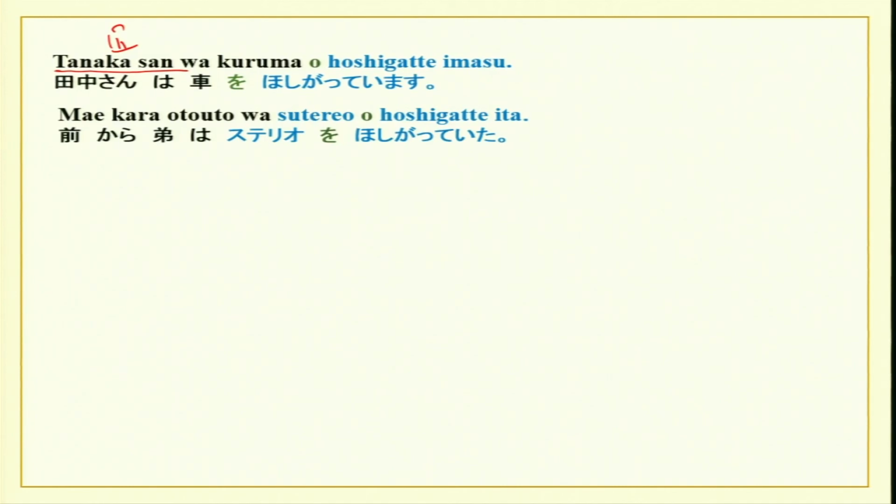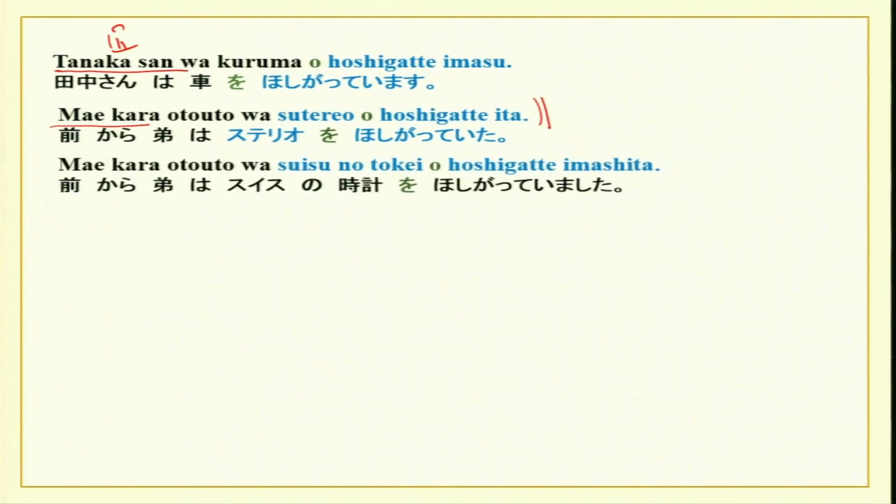Then mae kara ototo wa stereo o hoshigatte ita. So, since long back, mae kara, from long back, ototo wa stereo o hoshigatte imashita. He has been wanting or he had been wanting a stereo for a long time. So, when Oni-san has given this or he is going to buy a stereo, then he uses this sentence. Mae kara ototo wa Swiss no tokei o hoshigatte imashita. So, my younger brother wanted a Swiss watch for a long time.